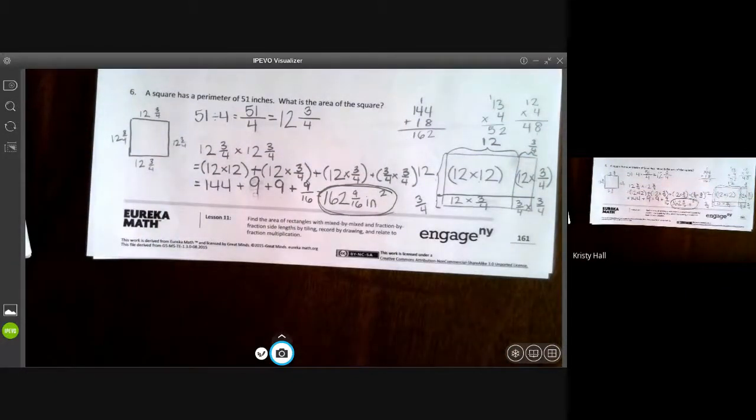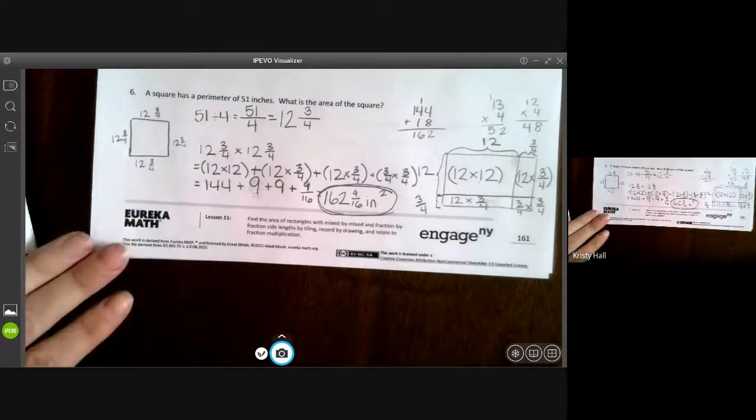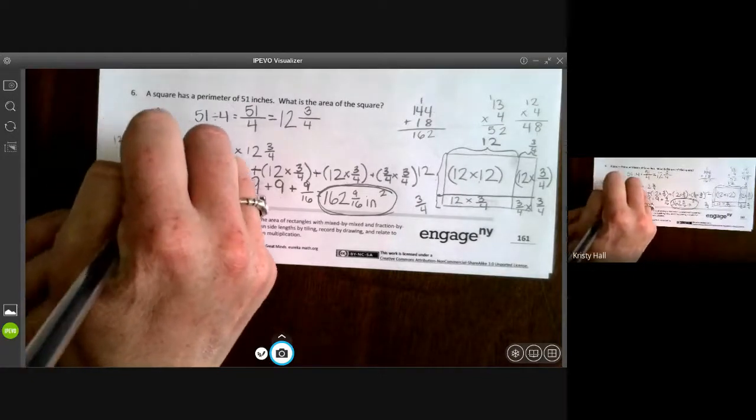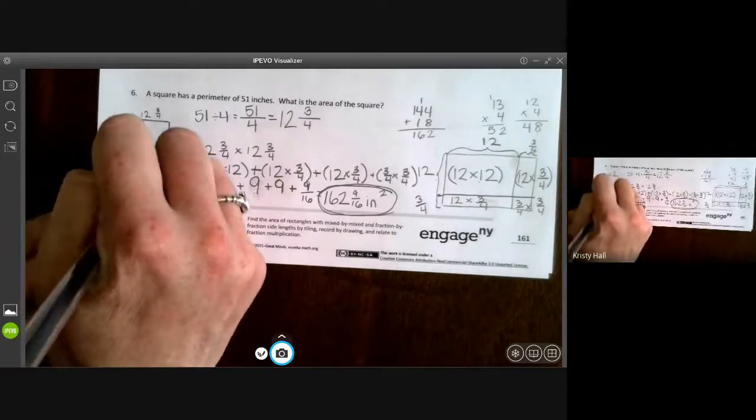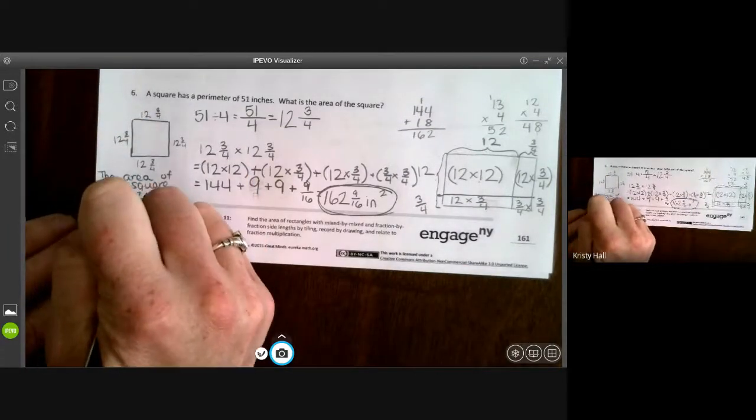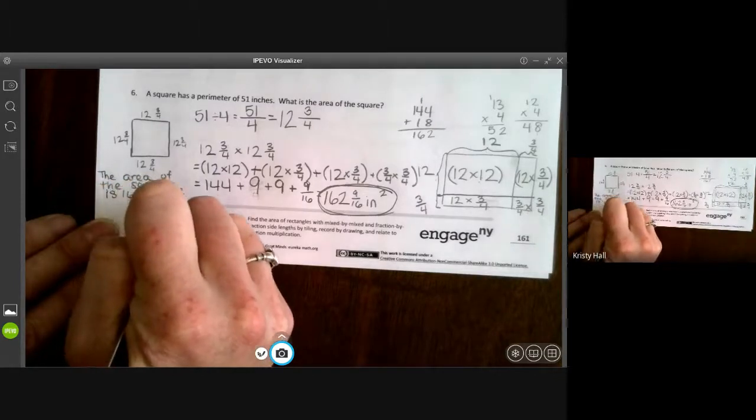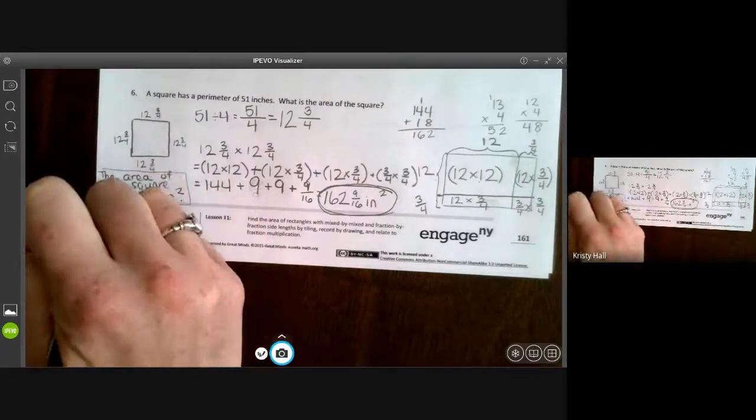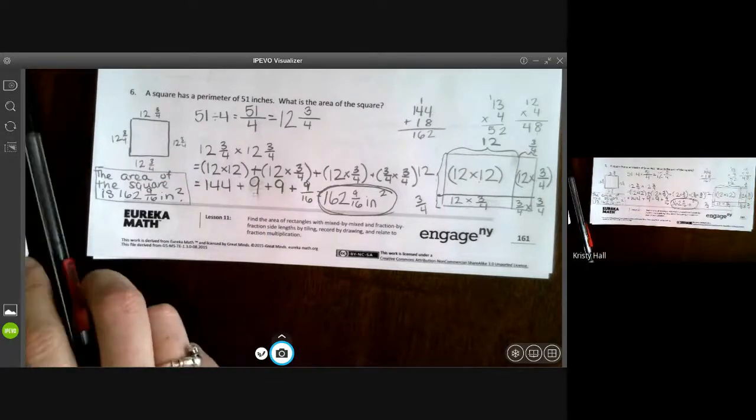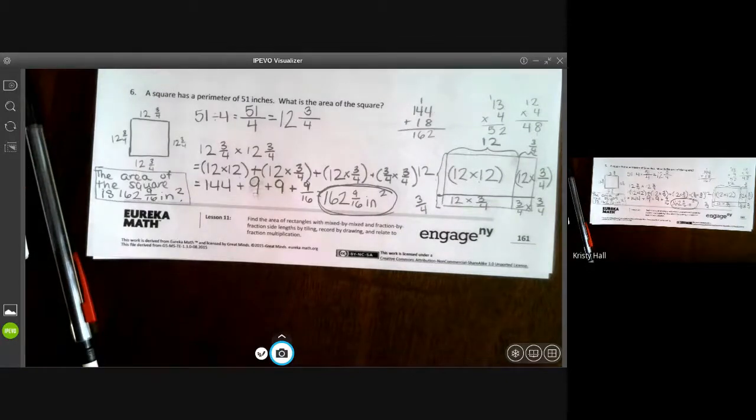And then we need an answer statement, which I don't have a ton of room for, but I'm going to squeeze it in here. The area of the square is 162 and 9/16 square inches. Okay. Anybody have any questions?